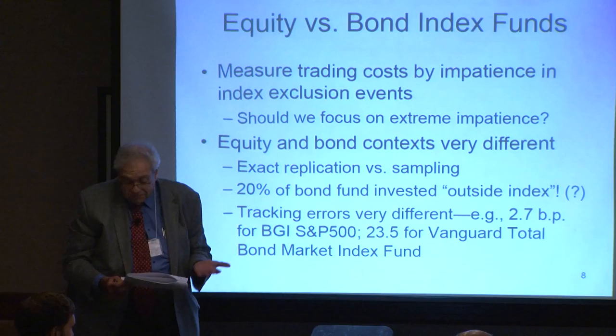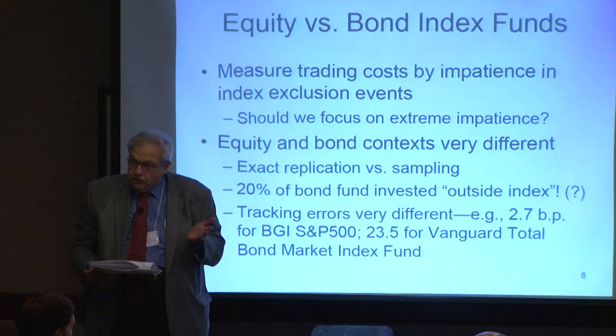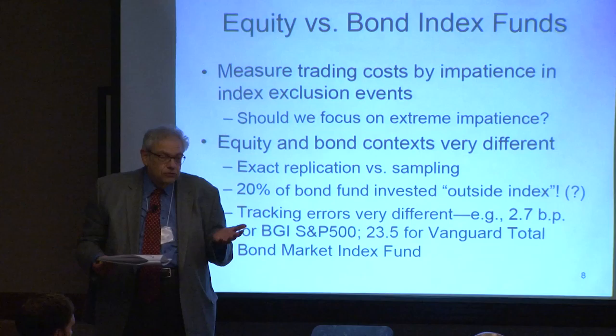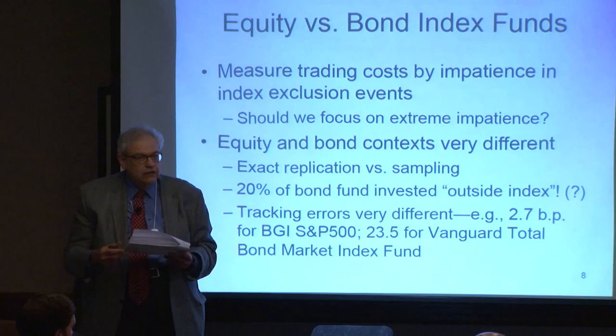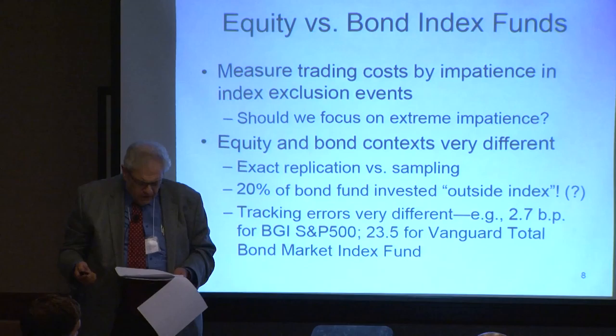I teach my MBA students that there are good indices and bad indices. There are some indices you'd probably be happy to be in, and some you should watch your back. I never thought about bond funds in that context, but I tell them the Russell 2000, you ought to watch your back because of the well-known massive problems associated with the Russell reconstitution effect. There are nice studies showing you leave huge amounts of money on the table with that. So should we measure impatience in the same way for bond and equity index funds?